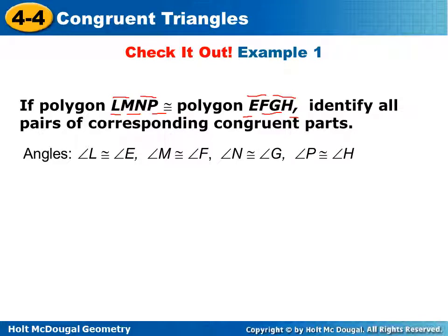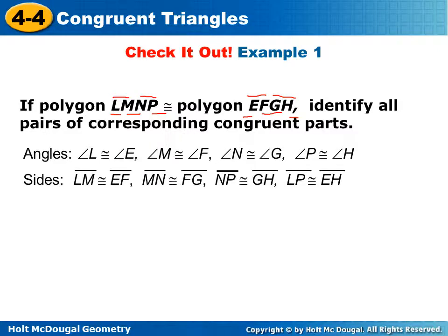If polygon LMNP is congruent to polygon EFGH, we want to identify all the pairs of corresponding congruent parts. If we look at the position of the letters, L and E are the first letters, so those angles are congruent. M and F are the second letters, so those angles are congruent. N and G are the third letters, and P and H are the fourth letters, so those are all congruent angles.